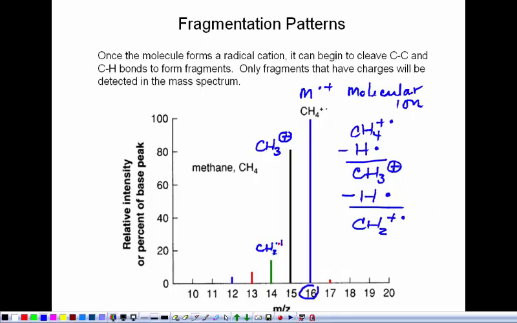And then looking at 13 and 12, 12 would just be a carbon atom with a positive charge, and 13 would be a CH. But notice that in terms of the abundances, we don't form very much CH2 plus, and we form mostly CH4 and CH3. Okay, so every time the molecule fragments, it's actually less likely to do that, so those peaks may get smaller over time.